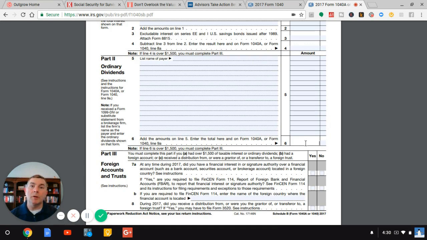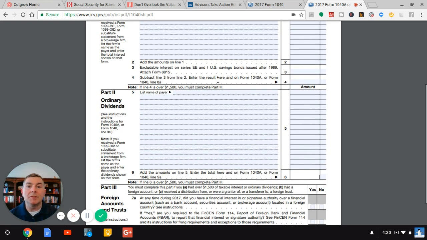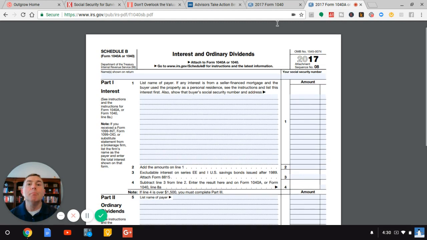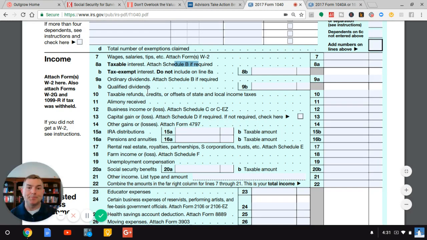So we talk about ordinary dividends. I'll go there. Your taxable interest, add the lines right here, and put on line 8A of your 1040. Okay, so that's what Schedule B is. That's what we'll find for Schedule B.